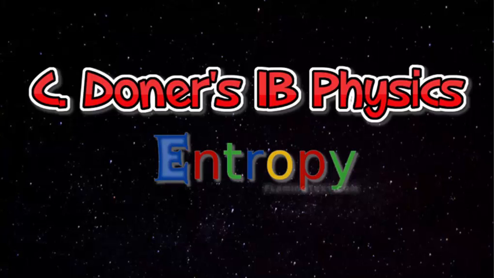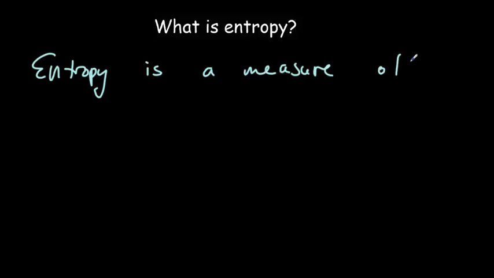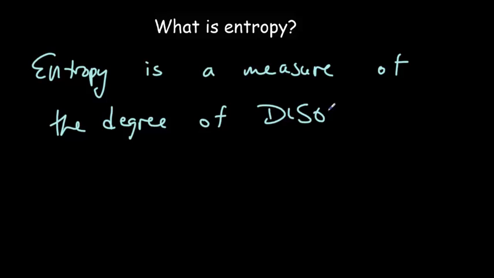Today we're going to look at entropy. When we talked about energy, I said that it was a very vague concept because basically everything was energy. Entropy is highly entangled with energy, and it's also vague because basically everything is entropy. The definition that the IB would like you to have for entropy is that entropy is a measure of the degree of disorder. So there's your key word, disorder, in a system.